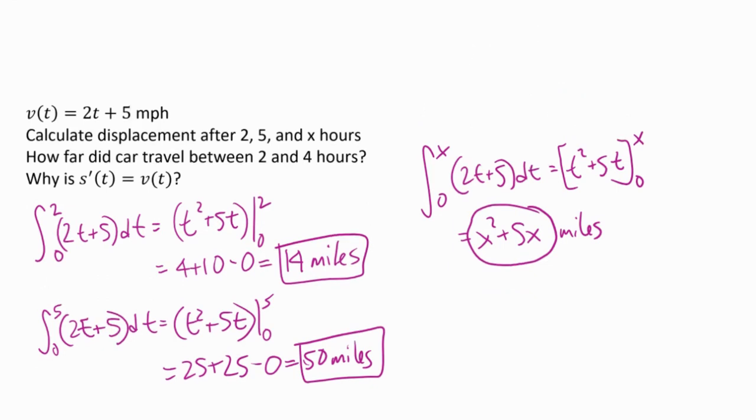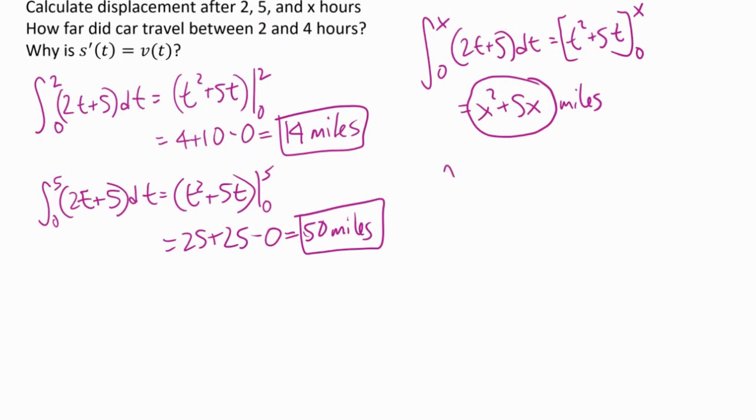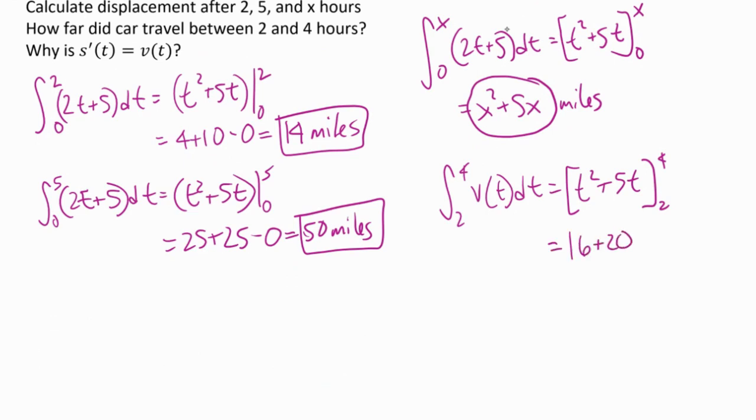All right, so I can just do the integral from 2 to 4 of v of t dt, which is t squared plus 5t from 2 to 4, which is 16 plus 20 minus 4 plus 10, which is 36 minus 14, which is 22 miles. So that was the distance traveled between 2 and 4 hours.